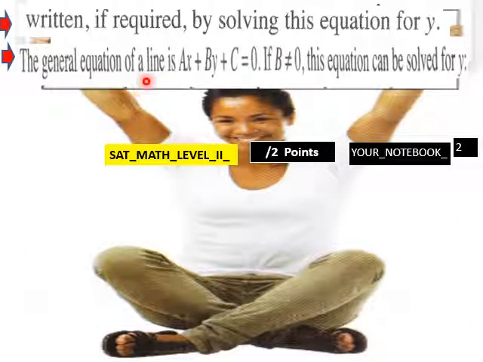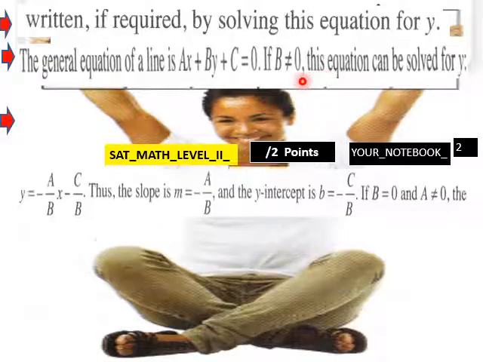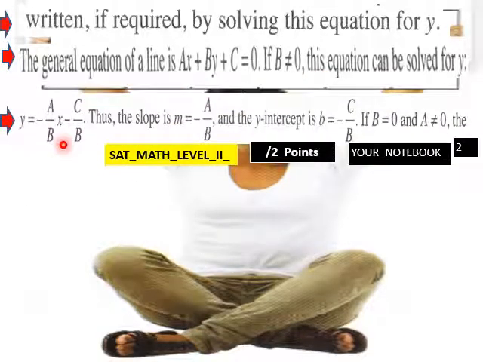The general equation of a line is ax plus by plus c equals 0 if b does not equal 0. So b cannot equal 0 here. This equation can be solved for y: y equals negative a over b times x, minus c over b. Thus the slope is m equals negative a over b, and the y-intercept is negative c over b. So this is just another way of looking at the general equation of a line.